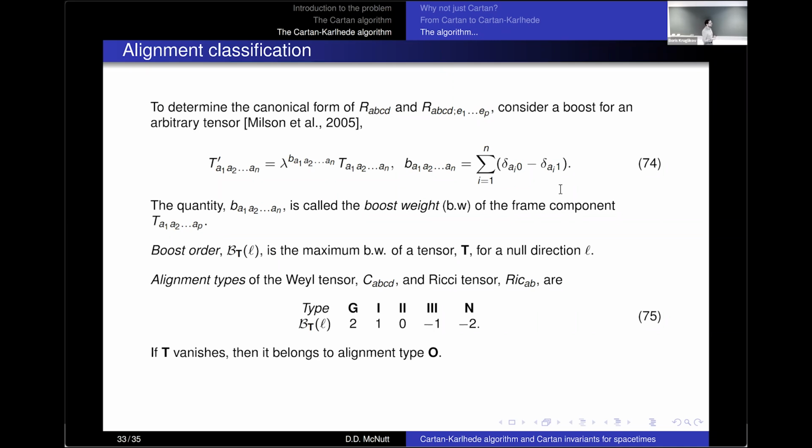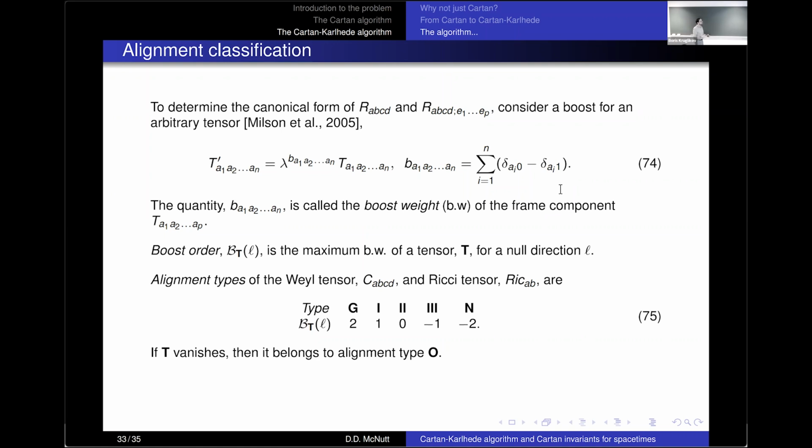So the alignment types of a Weyl tensor or Ricci tensor, both can be classified into 6 types. There's G, where the boost weight is 2 at most. And in 4 dimensions, you can always make this into boost type I, where the boost weight is 1. And then we have further lower specializations. So if you can find an l direction for a tensor where the boost order is 0, it's type II. If it's -1, it's type III. And if it's -2, it's type N. And perhaps the easiest one is if the tensor vanishes, then you have alignment type O. So that's probably the best one.